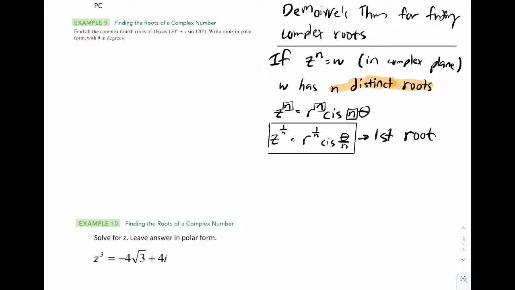So let's try that first example. It says, find all the complex fourth roots of 16 cis 120. So essentially we're saying z to the fourth is equal to 16 cis 120. So we're going to raise this to the 1/4 power. Now we get z is equal to the fourth root of 16 cis 120 over 4.